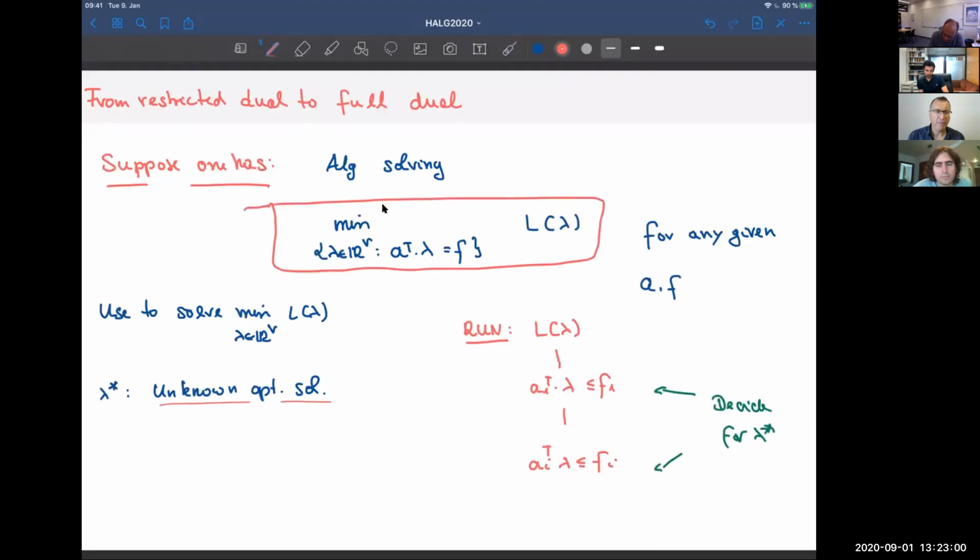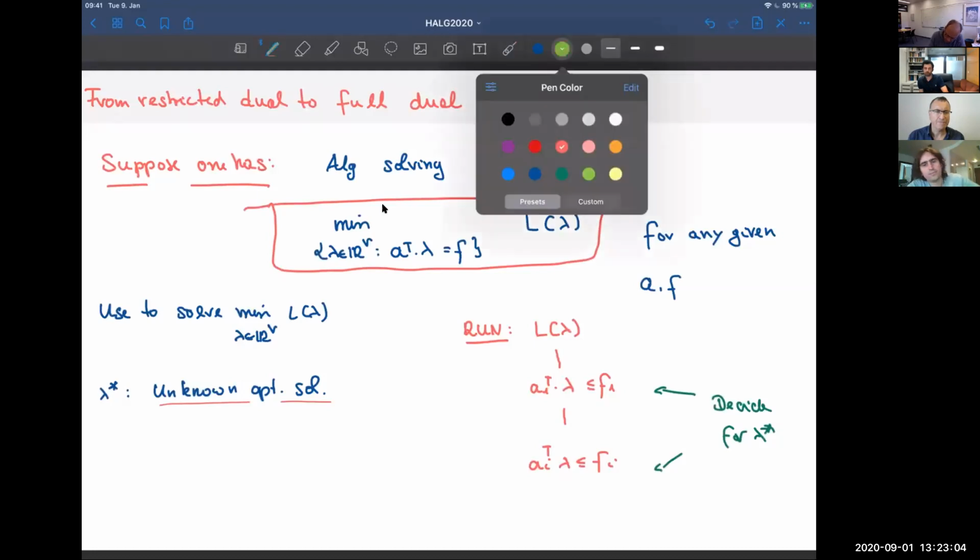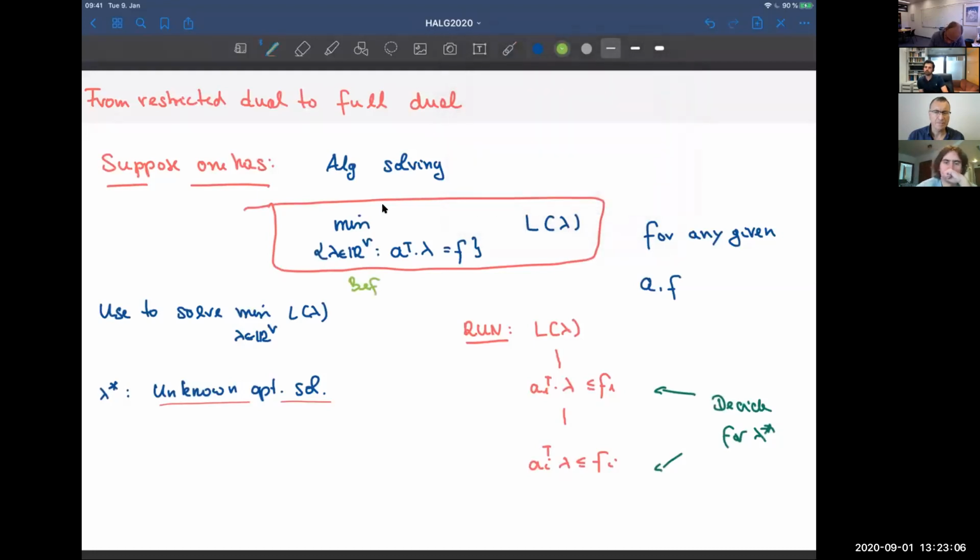I'm minimizing, now, before I had a lambda in R to the r, right? This was the usual Lagrangian. Minimize L(lambda) over lambda in R to the r. But now I'm not searching lambda in the complete space, but I search it in an affine space of dimension r minus 1. Okay, so this is an affine space of dimension r minus 1.